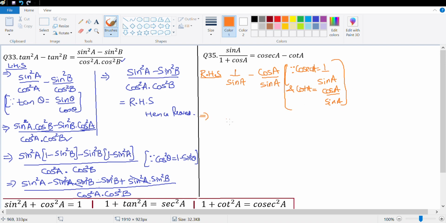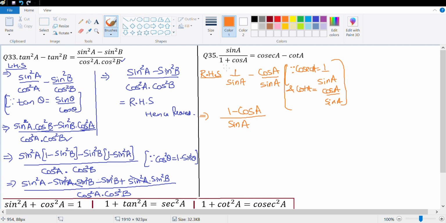Next, I notice that I'll have to add them up, or in fact in this case subtract them. I take the LCM, which is sine A. This becomes 1 minus cos A upon sine A. I have to move ahead from this. So what should I do?